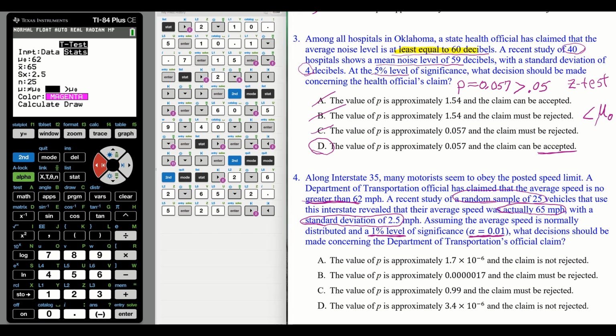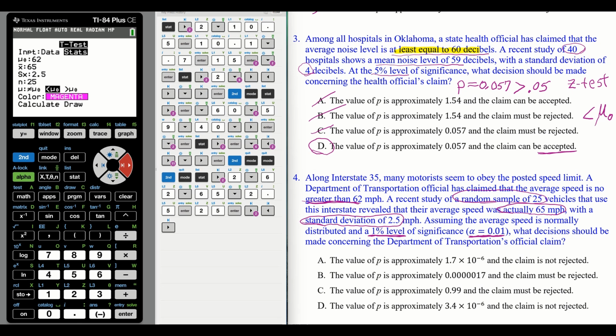At least is at least equal to 60. So they're saying everything was that their mu is above. Wait a minute. No, we have the opposite situation. Okay. All right. No, that's their claim. Our claim is the other one. Okay. All right. I'm sorry.